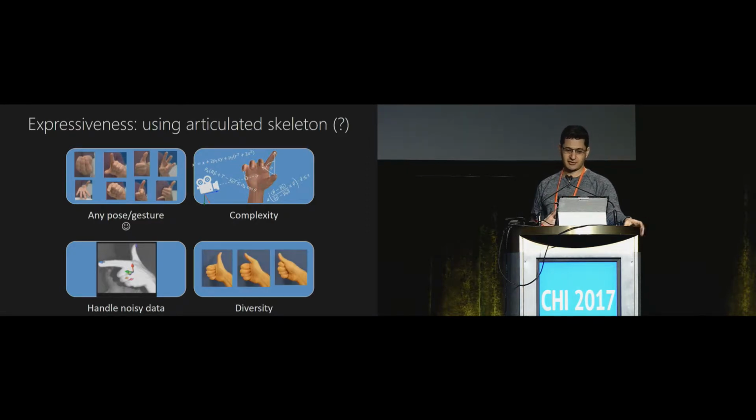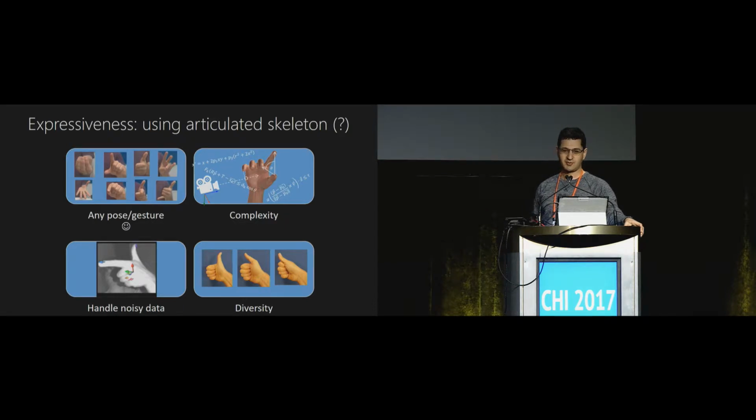And the last one, which is very important, is that people do gestures very differently. Suppose the articulated skeleton is perfect, and suppose you were able to define this thumbs-up gesture. You try it, it works, the thumb is up, you try it on a couple of your friends and it works great, you are happy with it.